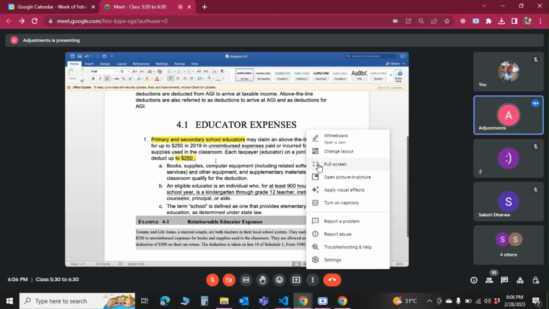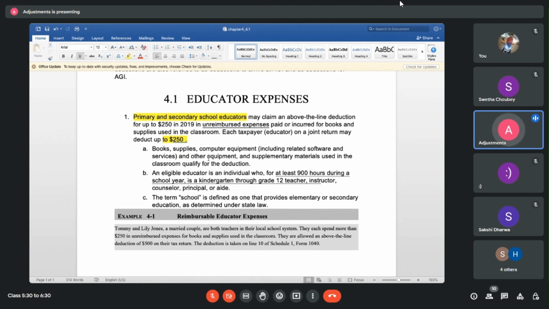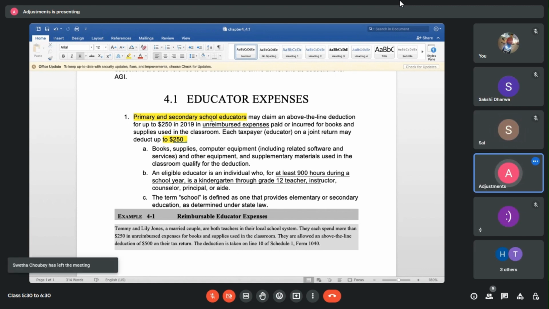So what this says is, you can take a deduction of $250 straight away. Each taxpayer may deduct up to $250. Those are very simple. Again, this is not for college professors. This is only for primary and secondary school educators. If they have some unreimbursed expenses paid or incurred for books or supplies, they just go ahead and deduct $250.